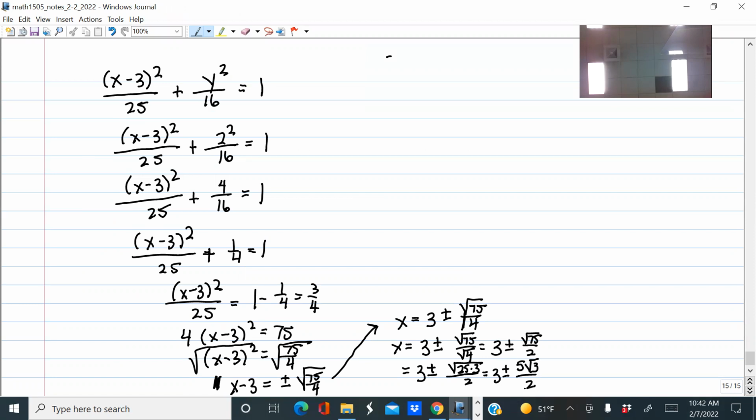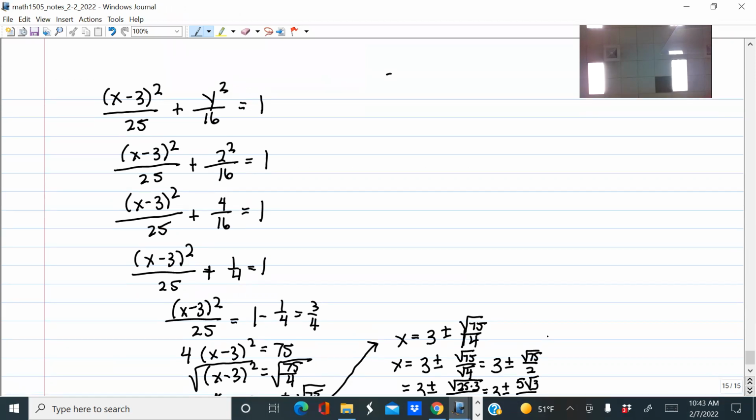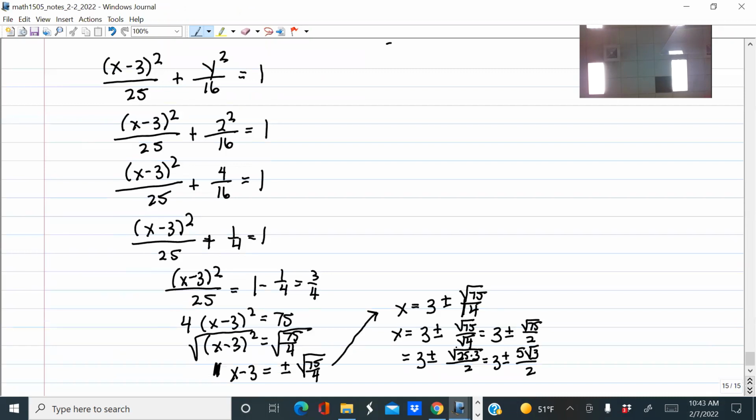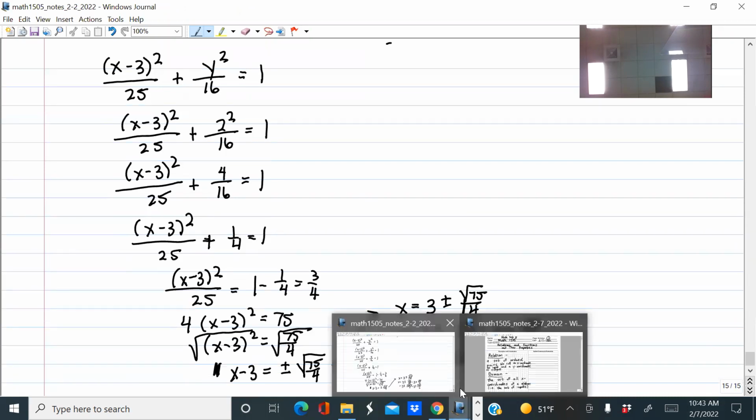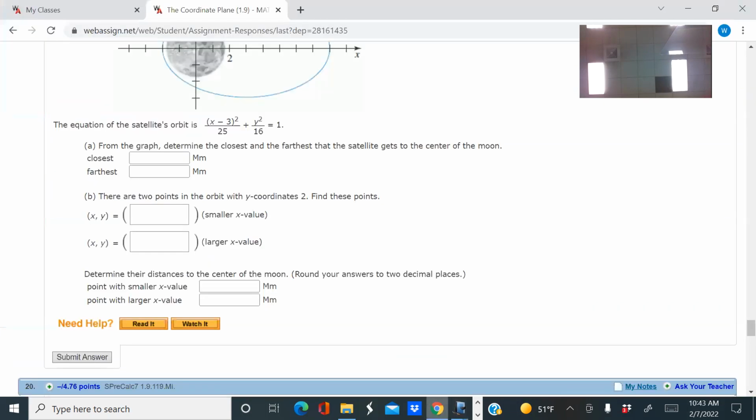So remember, decimal point does not mean exact, right? This is exact. A decimal is going to be an approximation, in most cases. Okay. Hopefully that's it. The moon problem.